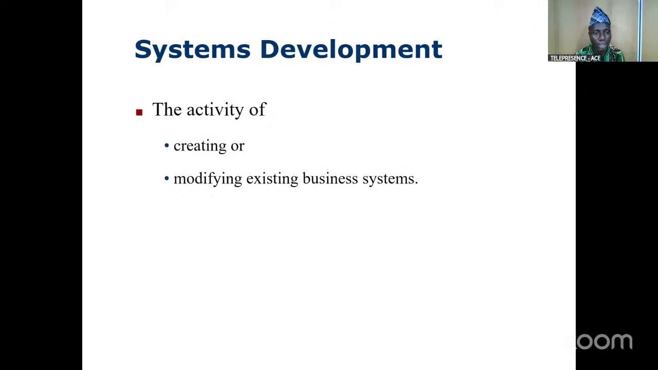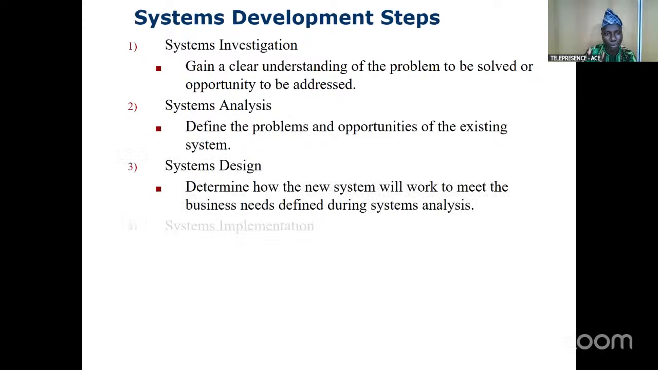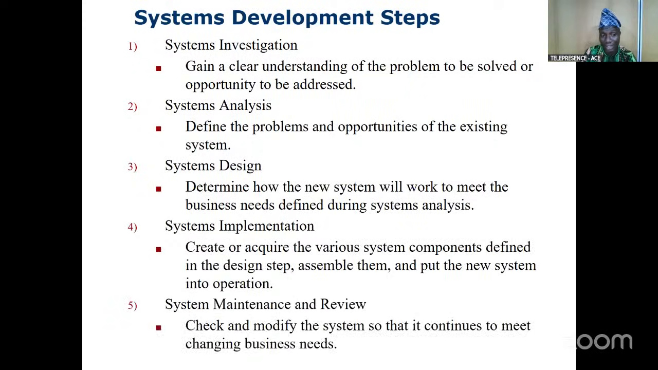Now, in order to develop this business information system, there are procedures. The activities of creating or modifying an existing business system follow a laid down procedure. The system development steps. Number one, if there is an existing system, it will be investigated to gain a clear understanding of the problem to be solved or opportunity to be addressed. If there is no existing system, you get the system requirements.